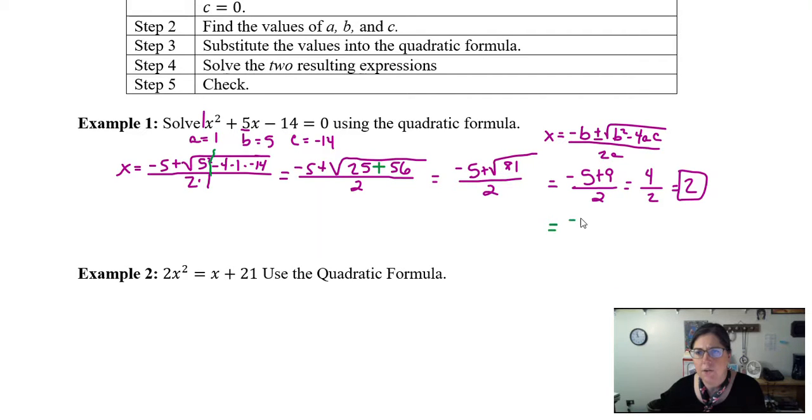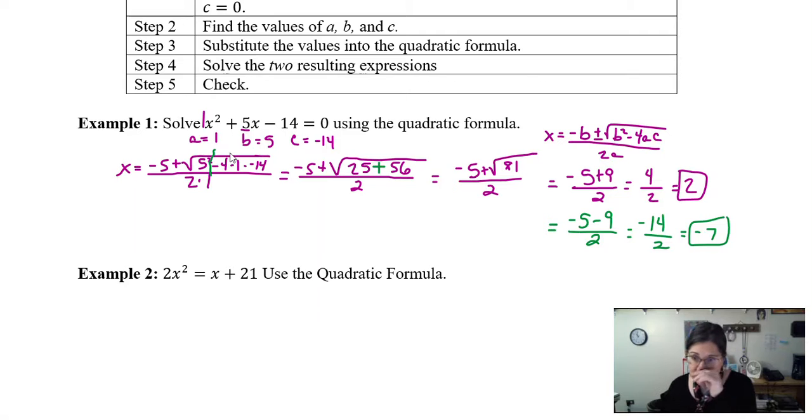This time we're going to do negative 5 minus 9 over 2. So we're doing it once with the plus, once with the minus. Negative 5 minus 9 is negative 14. Negative 14 over 2 is negative 7. So we have 2 answers, which we should with all quadratics. So we have 2 and negative 7.